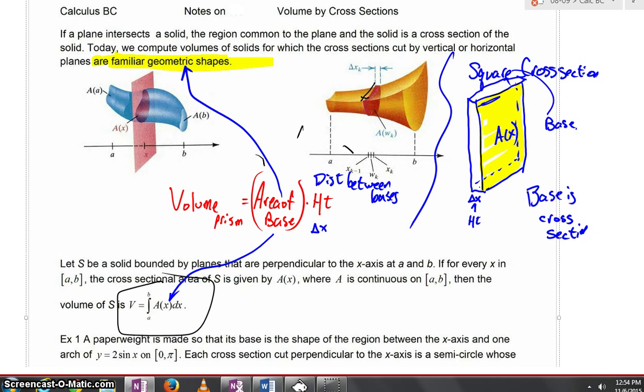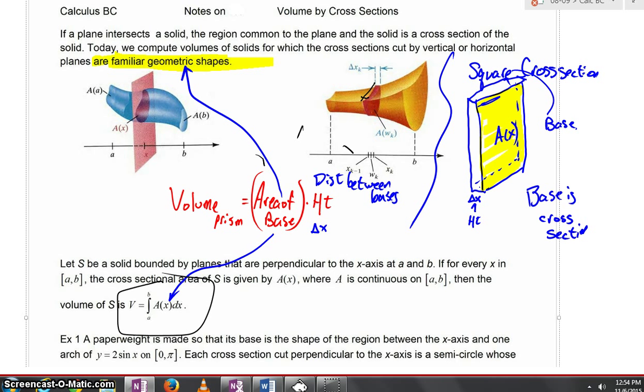We're going to find volumes by cross-section. Wow, is that fun? If a plane intersects a solid, let's just hypothetically say that there is a solid, and you were envisioning perhaps a knife or a sword cutting in there, that's not a bad idea to visualize what would happen.